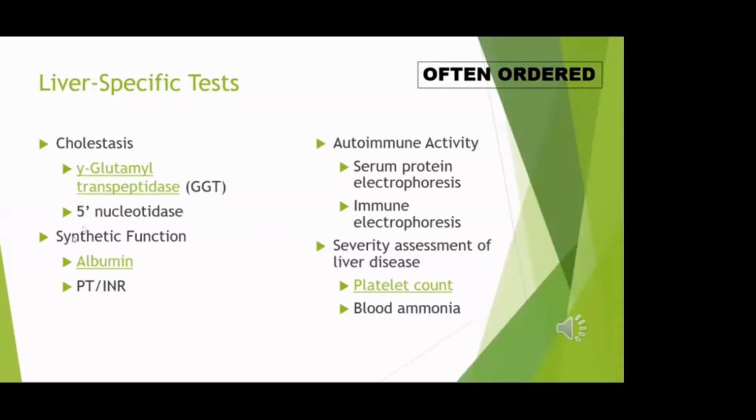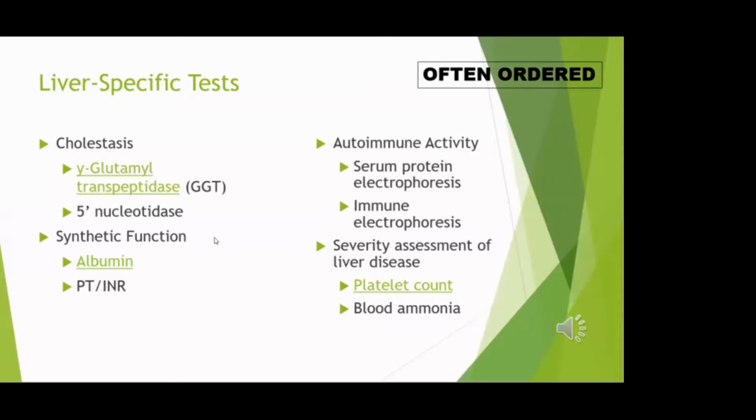Okay, so these are the other liver tests that are often ordered. As I've mentioned, gamma glutamyl transferase to back up alkaline phosphatase when it's abnormal, to verify if the disease is really coming from the liver. Some tests of synthetic liver function like albumin, PT, INR, which can also measure the severity of your liver disease.